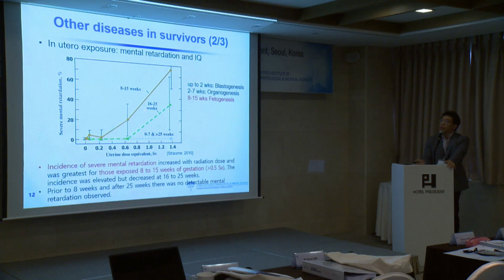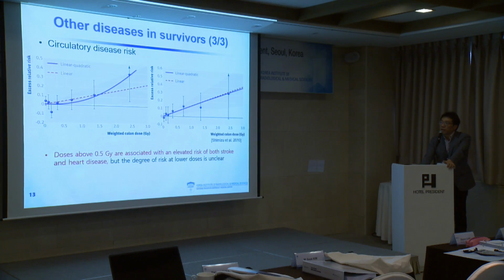For in utero exposure, there is also an increase of severe mental retardation with radiation dose. Typically, it is seen for doses exposed at 8 to 15 weeks of gestation. Prior to 8 weeks or after 25 weeks, no detectable mental retardation was observed.